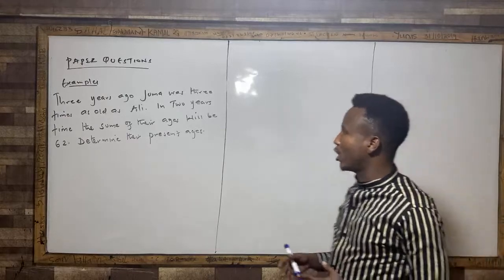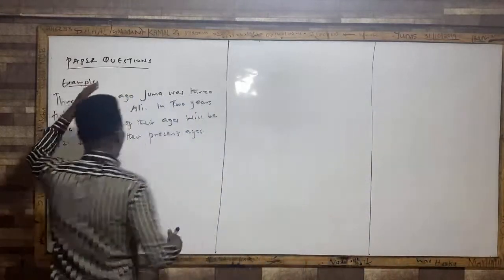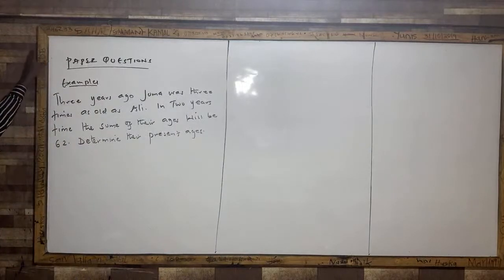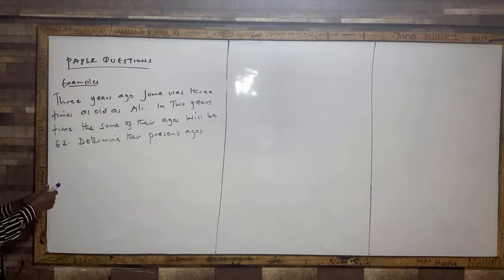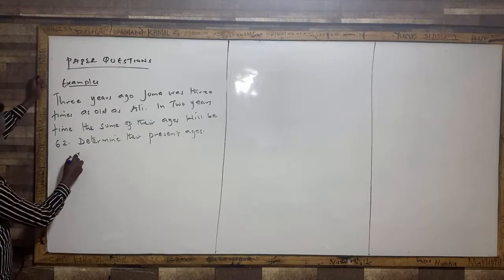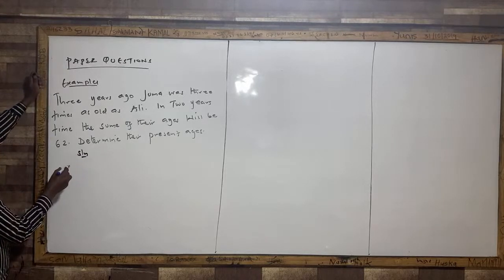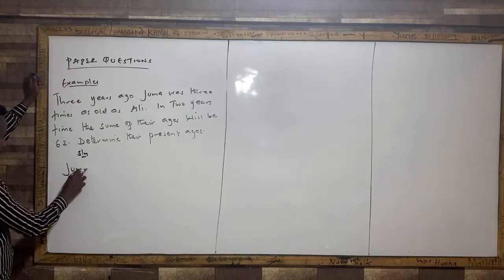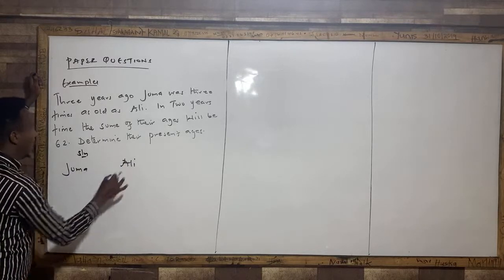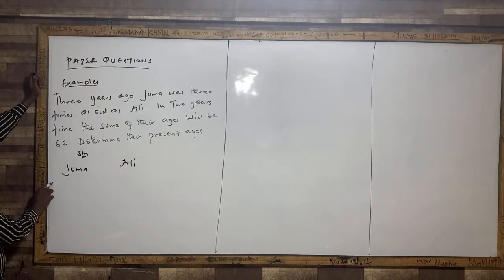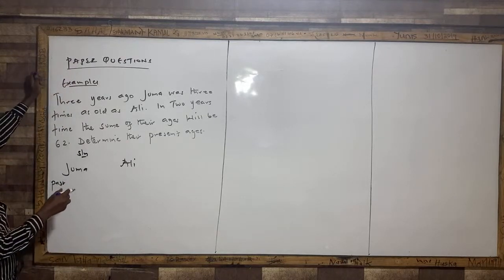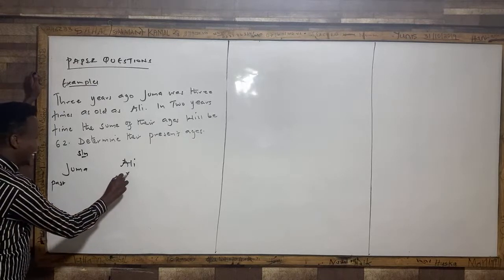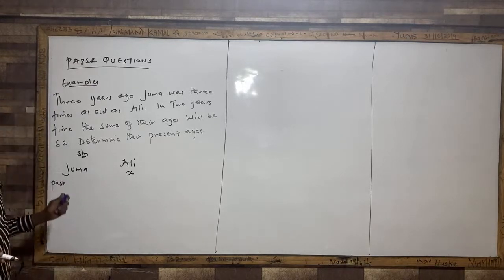So how are we going to tackle such a question? You're told 3 years ago Juma was 3 times as old as Ali. In 2 years' time, the sum of their ages will be, look at that, they are not talking about the present. Here we are talking about 2 characters, Juma and Ali. So let's say past. Let 3 years ago Ali be x years old.